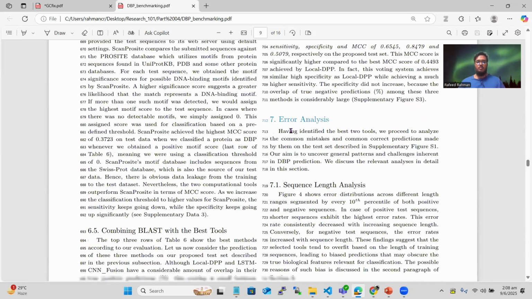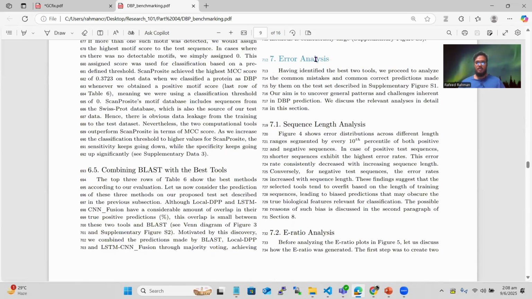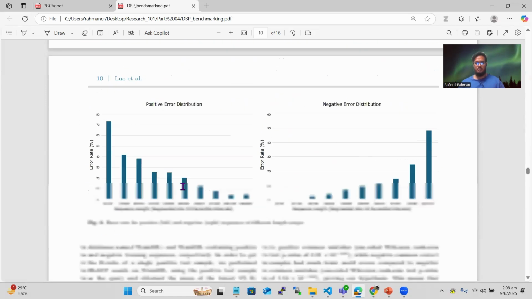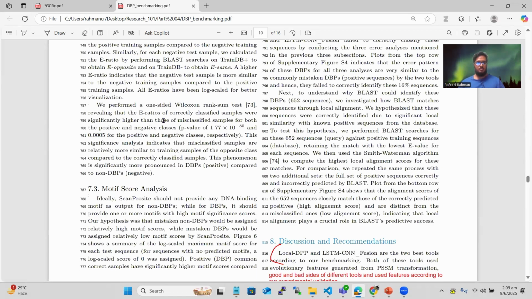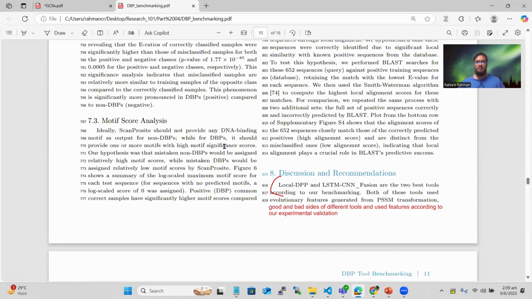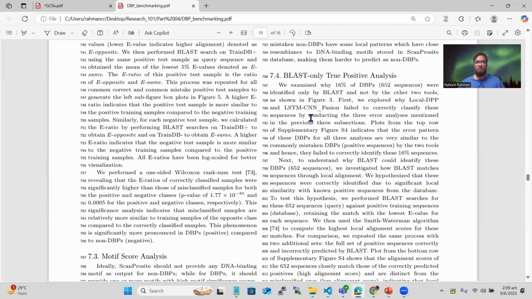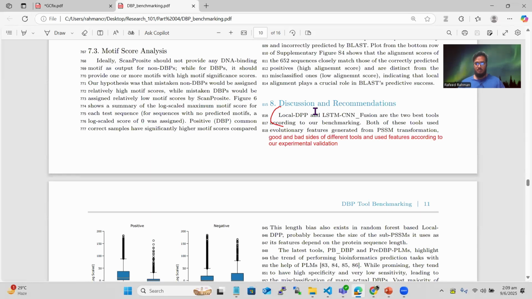We then say that, okay, we have benchmarked all of them, but let's do some error analysis. So we looked at the errors from different perspectives, such as sequence length, something called e-ratio, then motif score, and so on and so forth. And finally, we go on to discuss our findings and recommend some particular feedbacks that we got from our investigation.